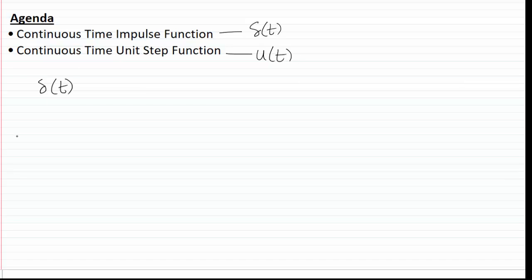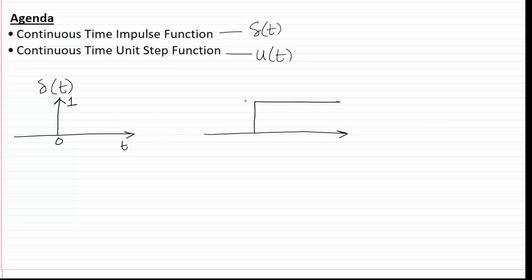If I'm asked how to plot this, I'm going to plot it like that. We'll have an impulse of height 1 at the origin, and the independent axis is t, whereas if I'm asked to plot the unit step function, it's going to look something like this. So u of t is 0 for all negative values of t, and it's 1 for all positive values of t.